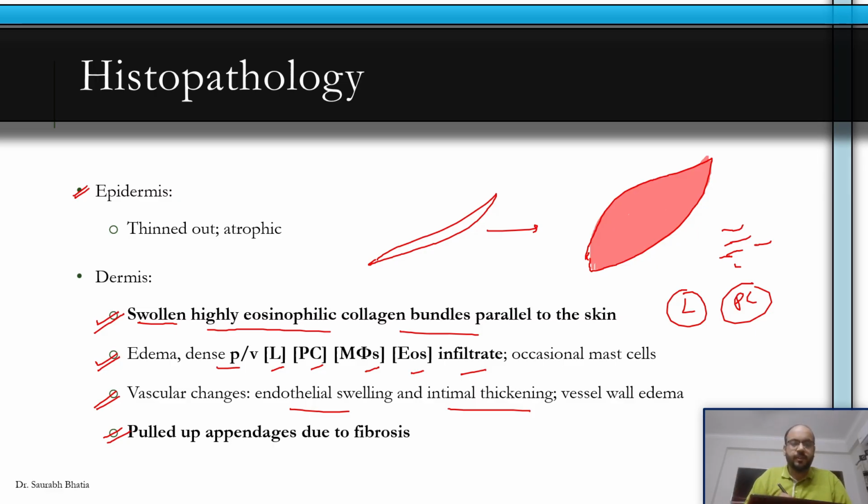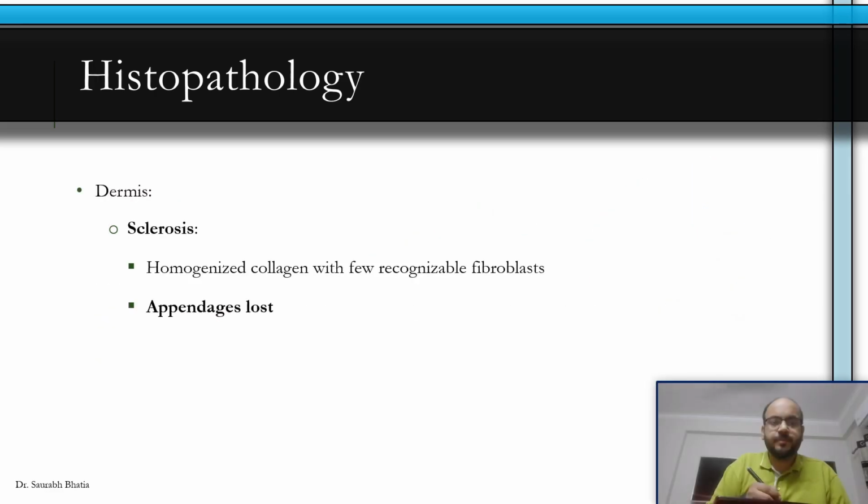Okay, let's move forward. As the lesion enters sclerosis, the collagen bundles get homogenized. They are uniform in color with very few recognizable fibroblasts. The appendages are eventually lost. That is why you have alopecia and decreased or absent sweating when the appendages are lost. Okay, let's move forward.